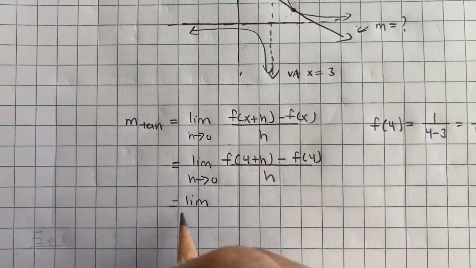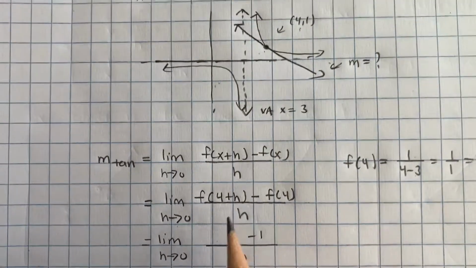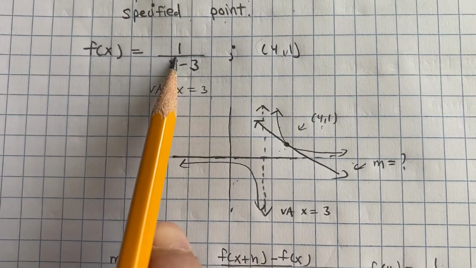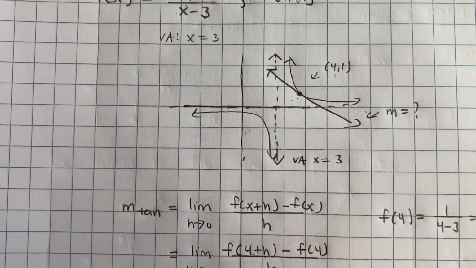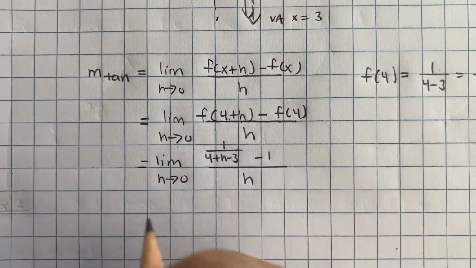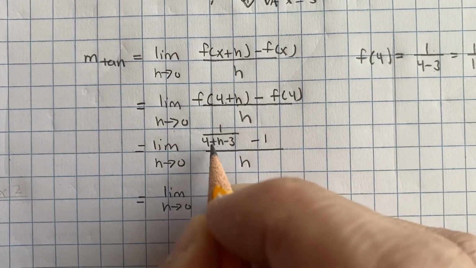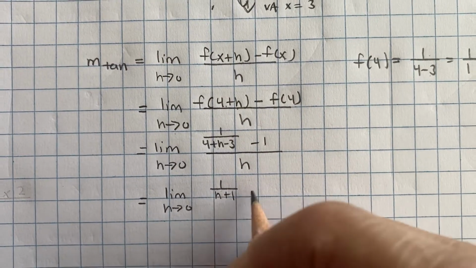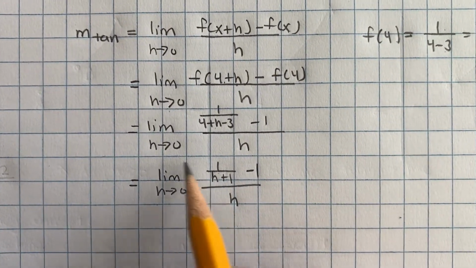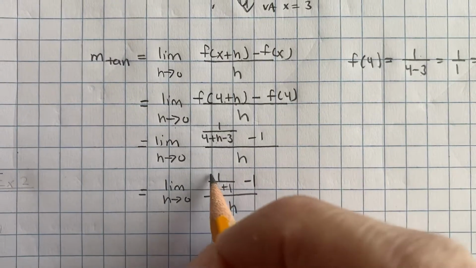Again, make sure you keep writing the limit as h goes to 0 until the very end. So this is minus 1 over h. And for f of 4 plus h, I need to plug this into my function, so it's 1 over 4 plus h minus 3. Now you have to practice your algebra. This is the limit as h goes to 0 of 1 over (4 minus 3, which is 1, plus h) minus 1, all over h. Now all you have left is a complex fraction and a limit problem. Remember how to simplify a limit problem with a complex fraction: we multiply top and bottom by h plus 1.